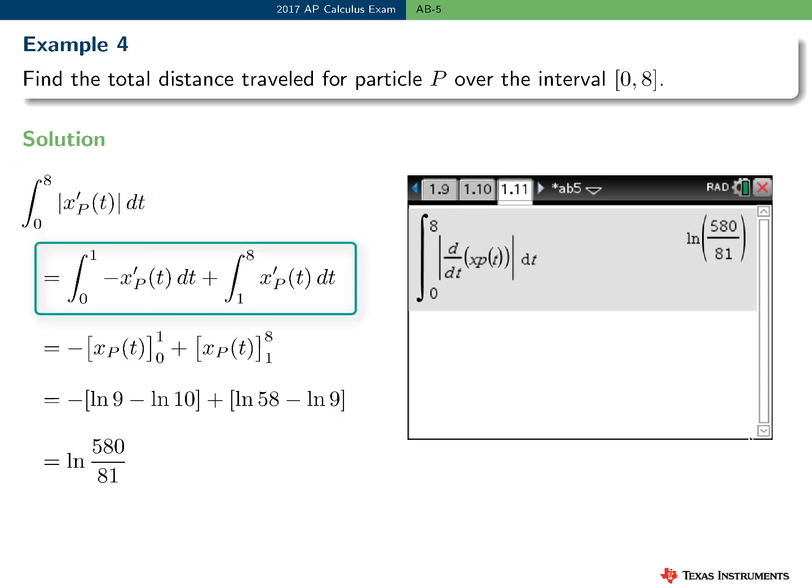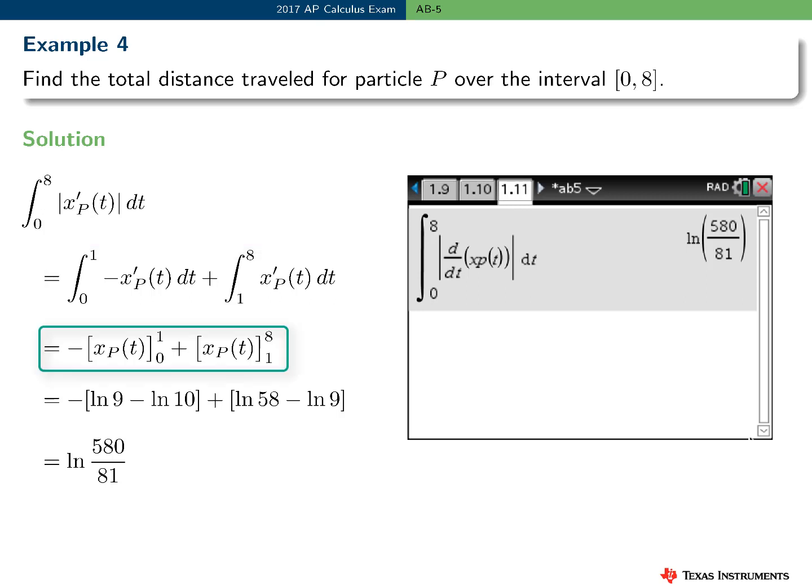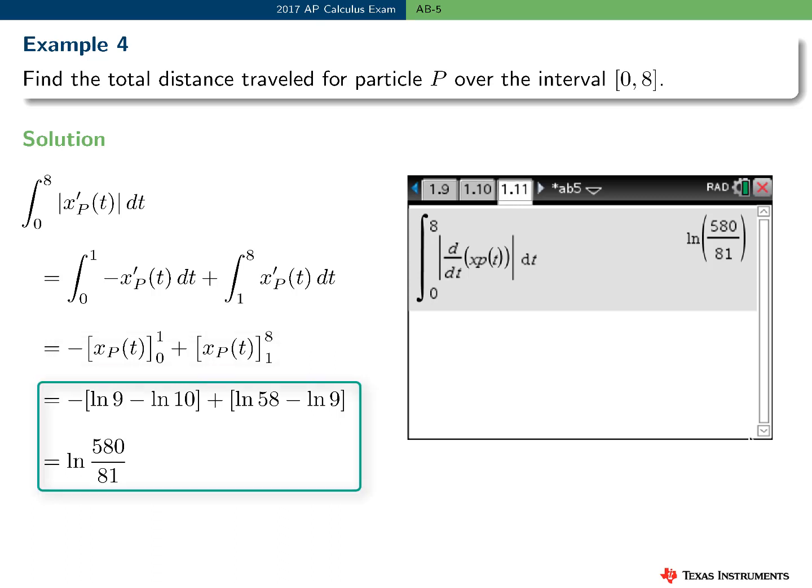Given our earlier sign chart analysis and the graph of the velocity function, we know that the velocity is negative on the interval 0 to 1 and positive on the interval 1 to 8. So I can rewrite the total distance traveled as two separate definite integrals, using the definition of absolute value. An antiderivative of the velocity function is the position function, so I used the appropriate bounds and simplified to get the natural log of 580 divided by 81.